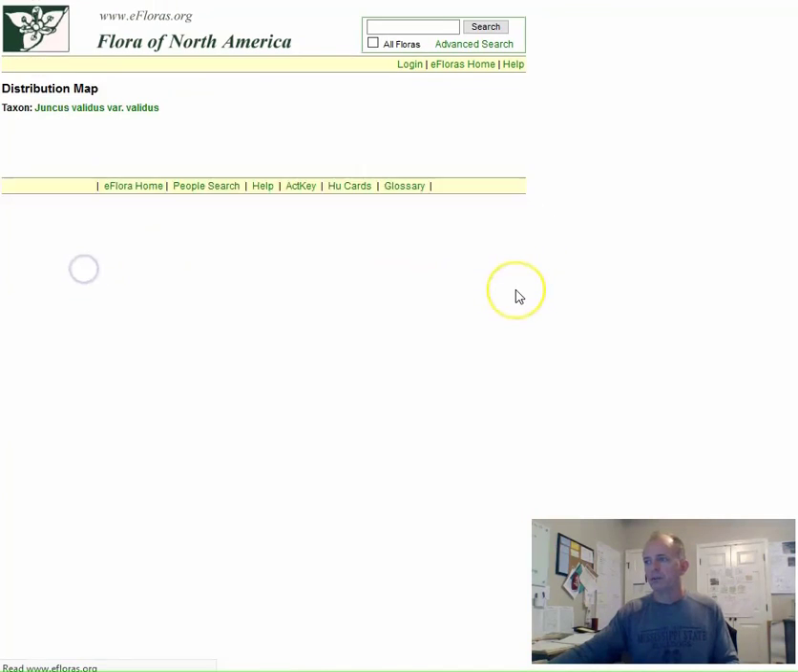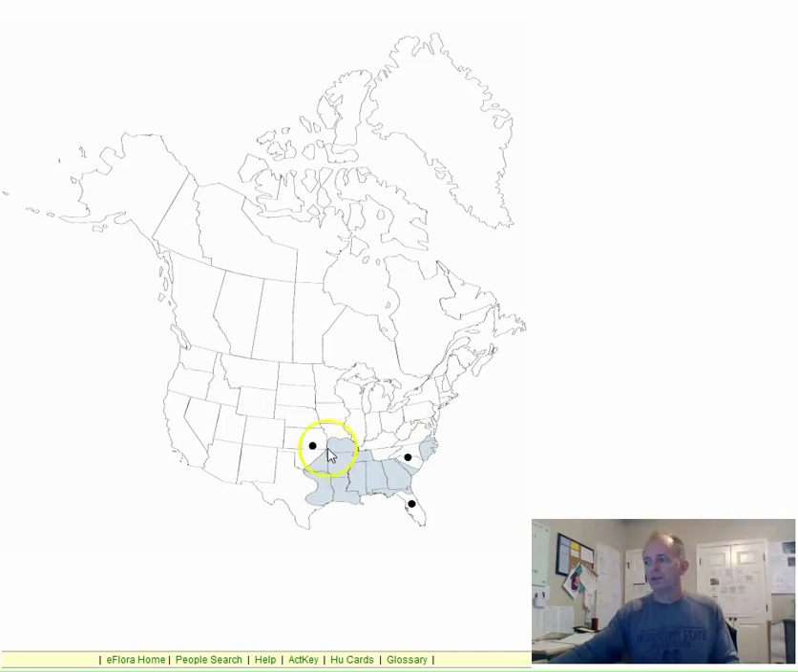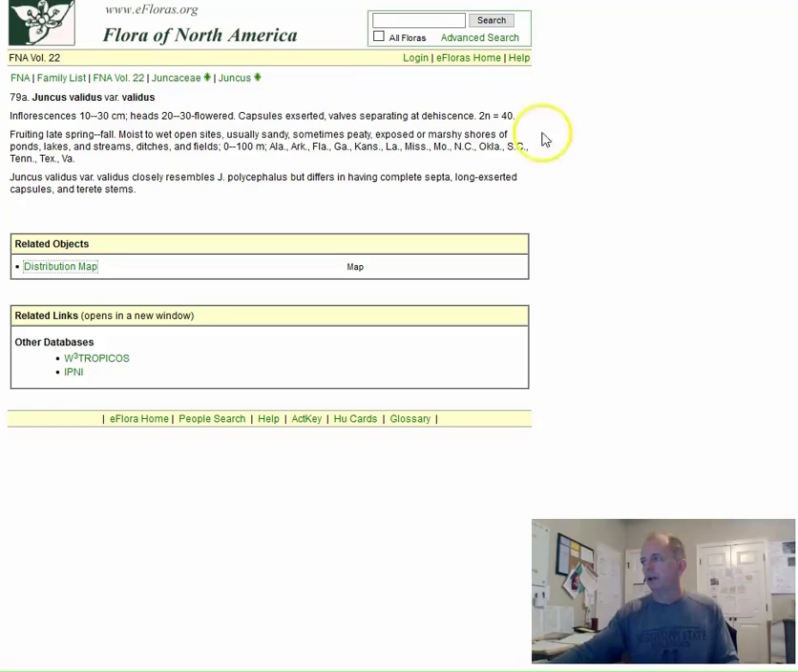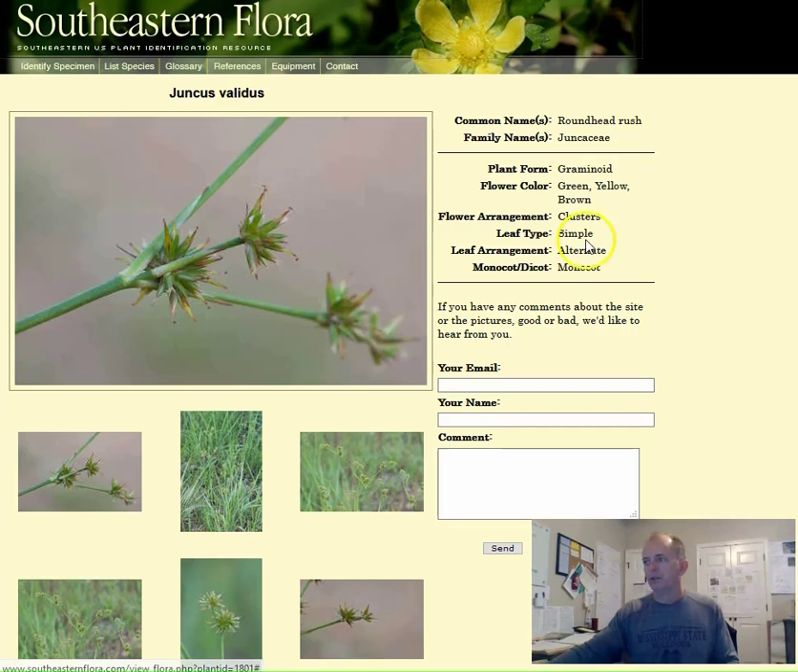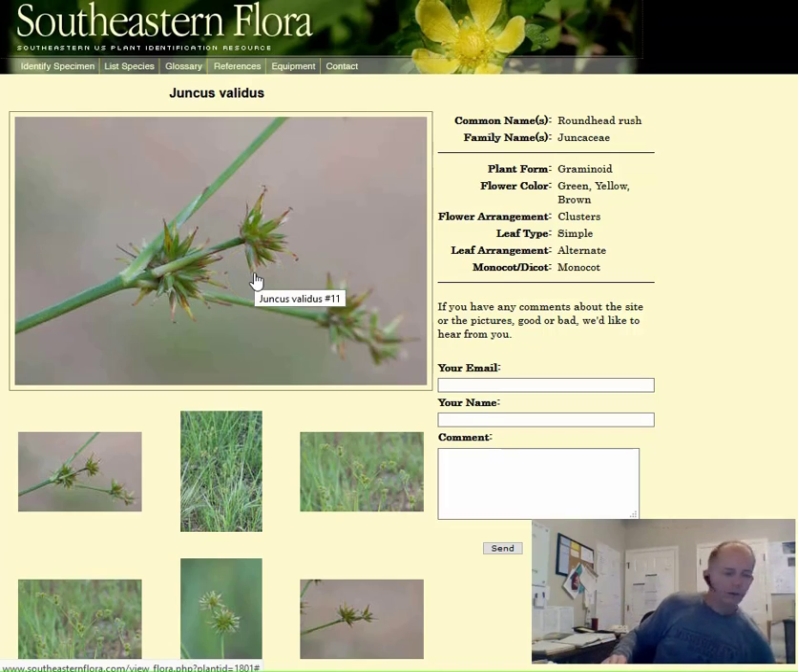Look at the distribution map on this. It's all in the southeastern United States. Mississippi is square in that distribution there. And then Juncus validus, I pulled up a picture of this. So this is from southeasternflora.com. My good friend Dr. Charles Bryson is associated with this website. It's an amazing tool.